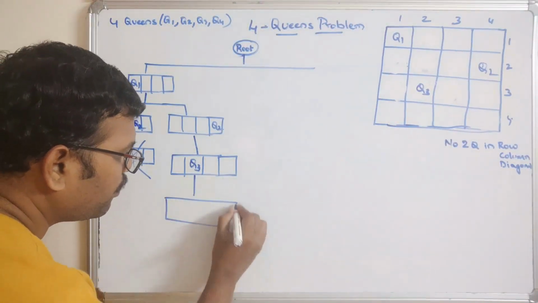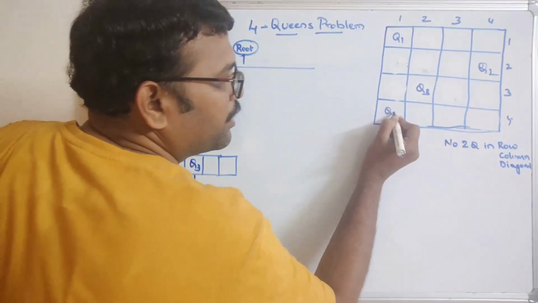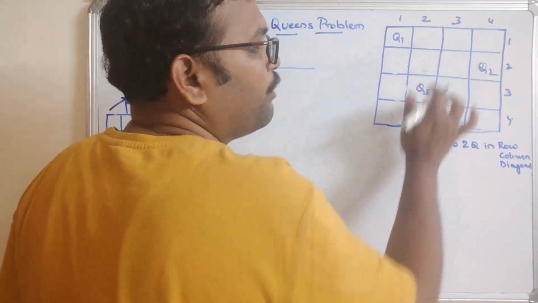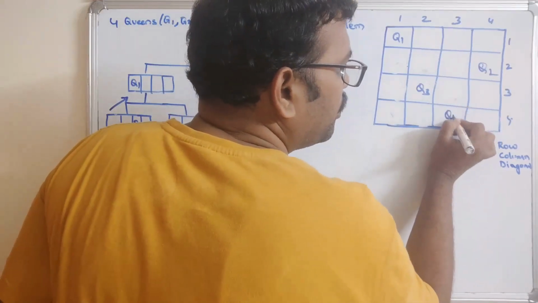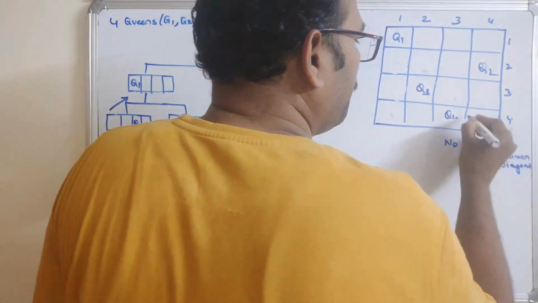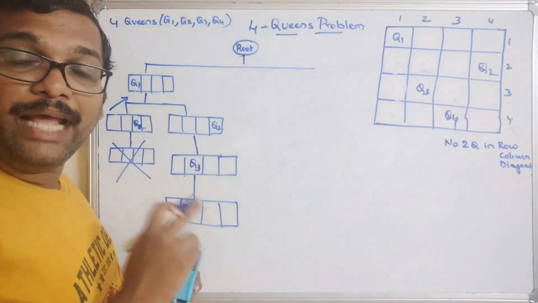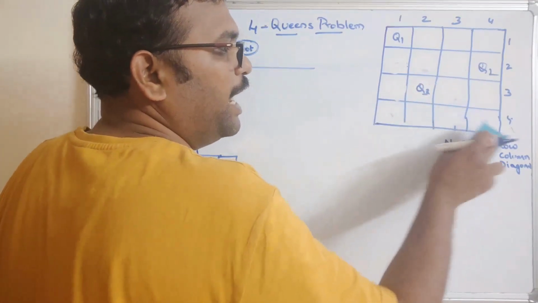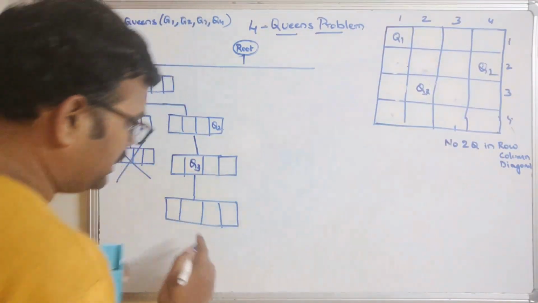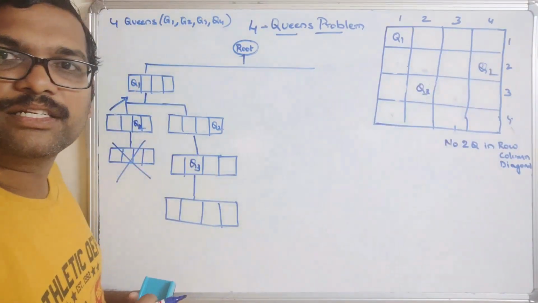Again, I'll draw the same thing. Now we need to place Q4, the last queen. Let us start here. We can't place here, right? Because both fall in the same column. Here also both fall in the same column. There is only one position, the third position, right? But what happens? Q3 and Q4 fall on the diagonal path. So this is also a wrong place. And here we can't place Q4 because again two queens will be in the same column. So if you place Q3 here, we can't place Q4 anywhere else.